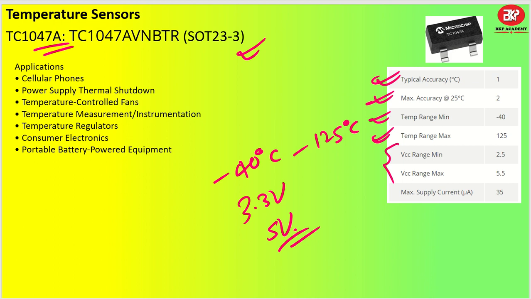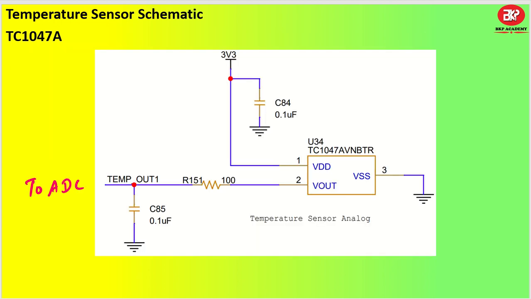It can be utilized in your cellular phones, power supplies, and thermal shutdowns. Let's say you have a power supply and you don't want to run it beyond 100 degrees centigrade. Once it reaches 100 degrees centigrade, you will be able to measure it with this temperature sensor and you can shut it down. There are more applications, like consumer applications or portable battery power supplies. So we'll see the circuit diagram for this.